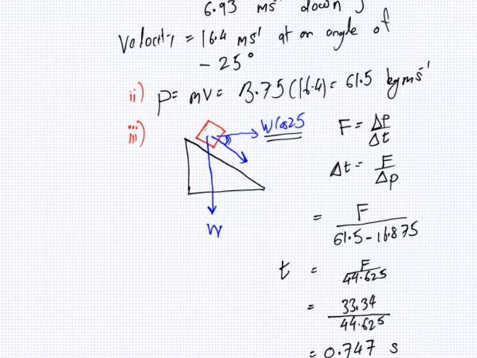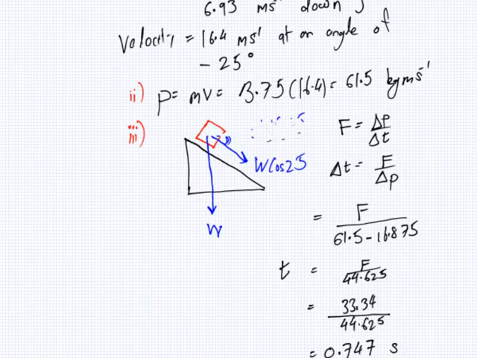I drew my picture wrong. Well, I mean, no, it's right, but I should draw my W cos 25 on the right one. W cos 25 here. This is a bad picture. I'll put in a different color. So this one here is W cos 25, and this one here is W sine 25, and this here is W, which is mg.